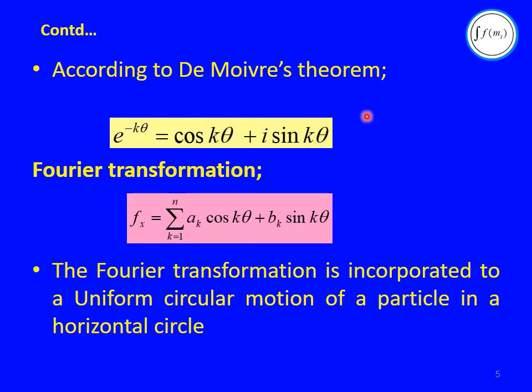According to De Moivre's theorem, this exponential part can be given as a summation of two trigonometric functions. Joseph Fourier has used this one in his discrete version and write the real valued function as a summation of trigonometric series. In short, what Fourier said is a wave, regular or irregular, can be splitted into packets of waves. The Fourier transformation is incorporated to a uniform circular motion of a particle in a horizontal circle.